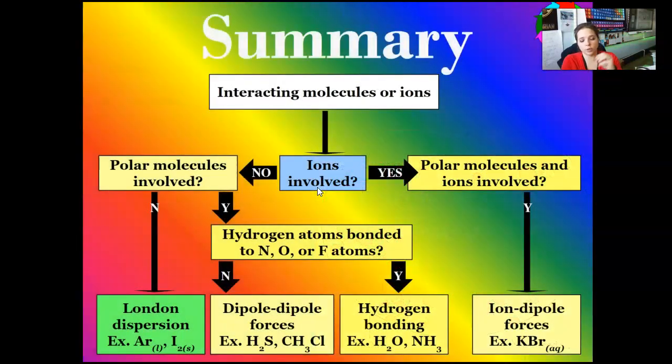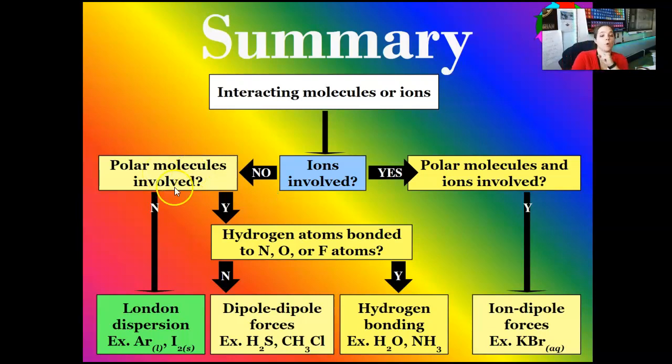All right, just a quick summary. Let's look at this. Interacting molecules or ions. Is an ion involved? Yes, I have an ion. Are polar molecules, polar covalent, and ions involved? Yes. We've got ion dipole forces, like potassium bromide in aqueous solution, potassium bromide and water. No, I don't have any ions. No ionic bonds involved at all.